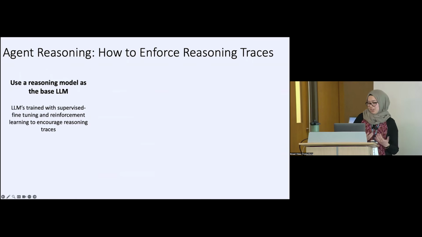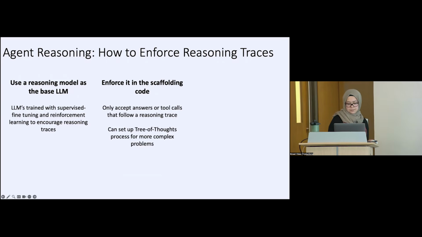So how do you actually enforce reasoning traces into your system? The first is by using a reasoning model as your base LLM. So these are the models that I initially described that were trained with supervised fine-tuning and reinforcement learning in order to encourage reasoning traces. Additionally, you can enforce it through the scaffolding code itself, potentially by requiring a structured output format that includes a thinking block and then reprompting the LLM if it does not produce such a block. And you may also implement specific reasoning mechanisms such as tree of thought in the scaffolding.